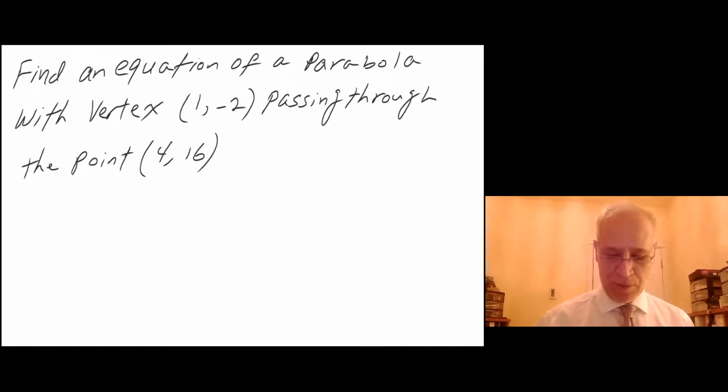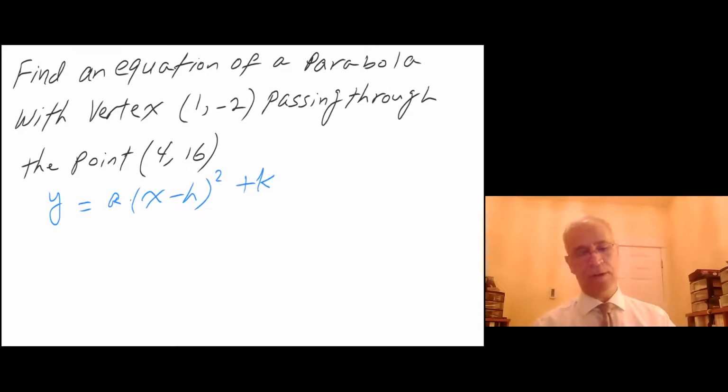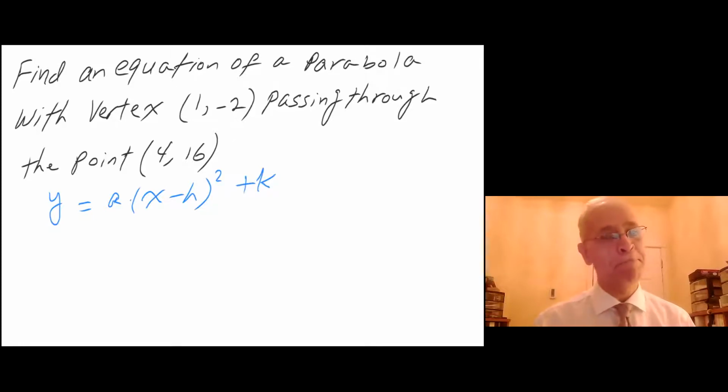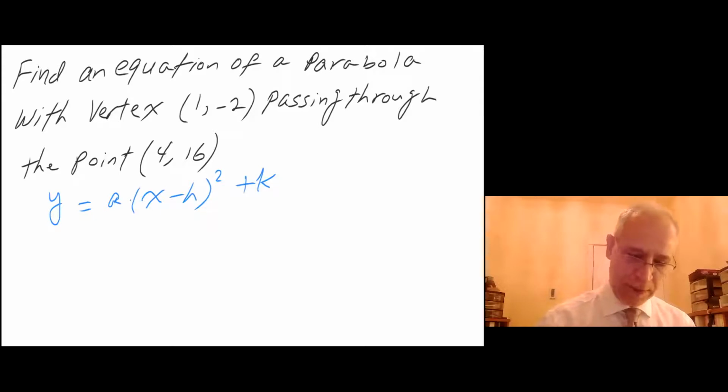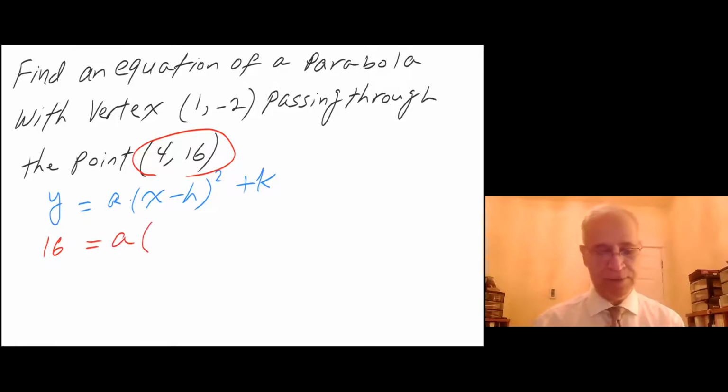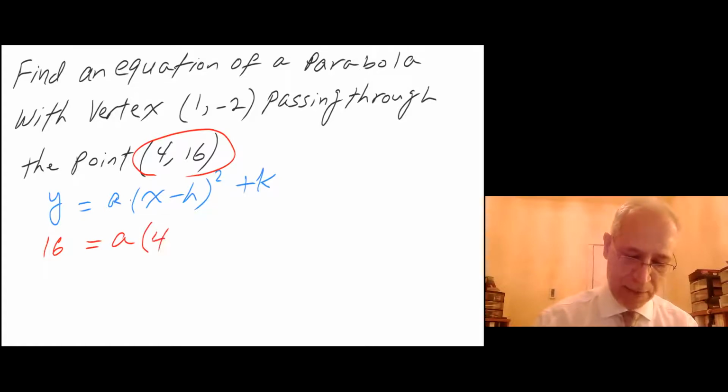Okay, so remember that the standard form of a parabola is f(x) or y equals a(x - h)² + k. So here I'm going to go ahead and substitute the numbers. I'm going to use this point right here. Since this is passing through this point, I'm going to use 16 for the value of y, and I'm going to use 4 for the value of x.